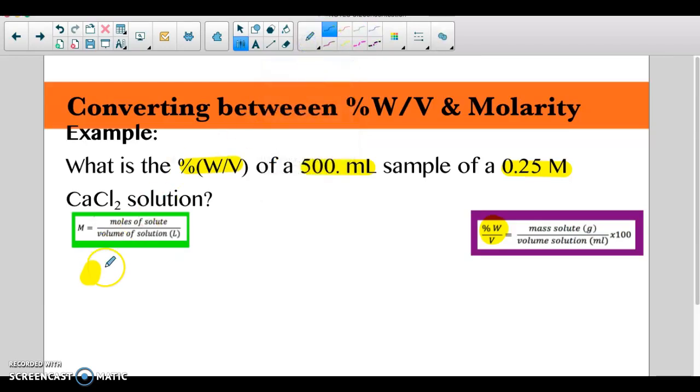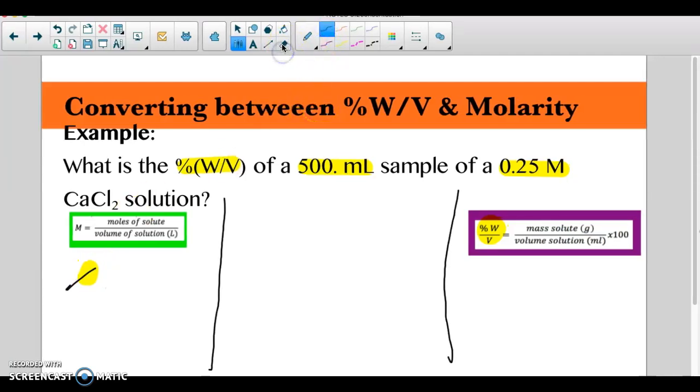So when I do this, let's sub into this equation. Again, I recommend that you make 3 columns when you do these problems. Anytime you're going between percent weight volume and molarity, or the other way, I would recommend thinking of it like 3 steps. So here I'm going to just plug in. So I have 0.25. I'm going to use black.